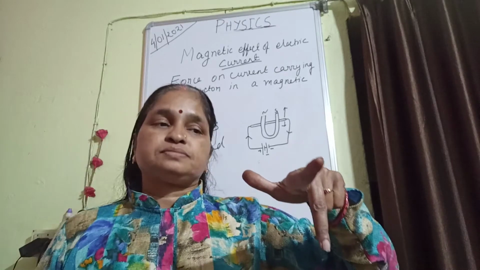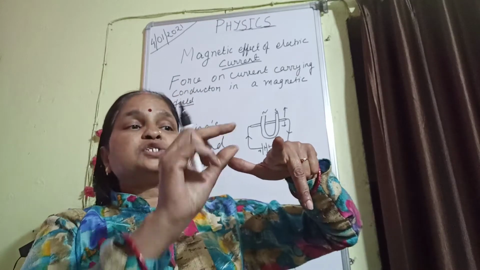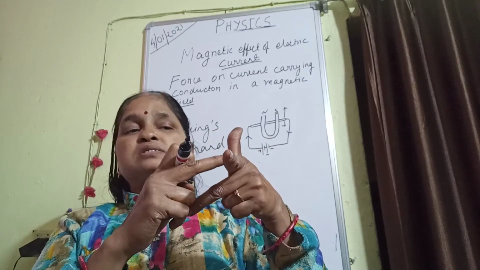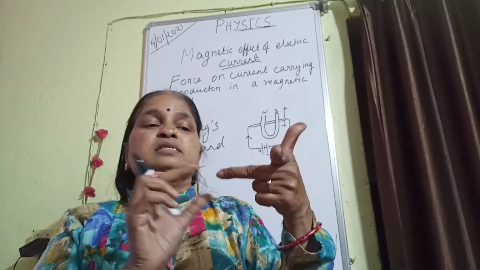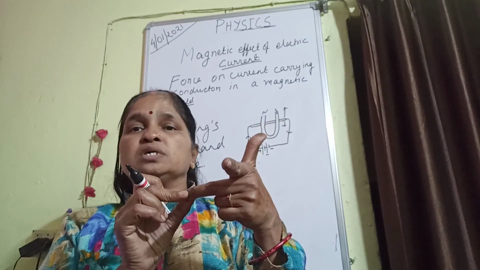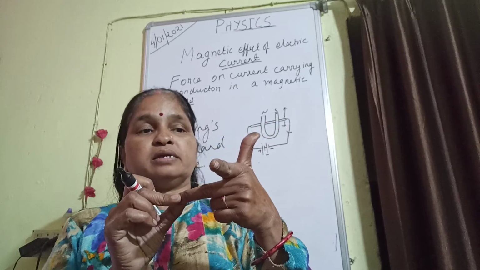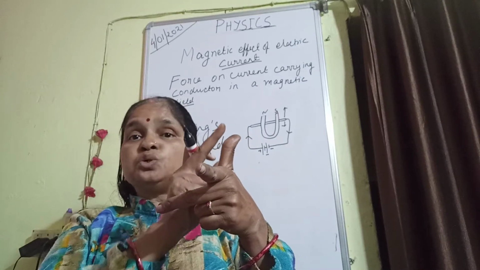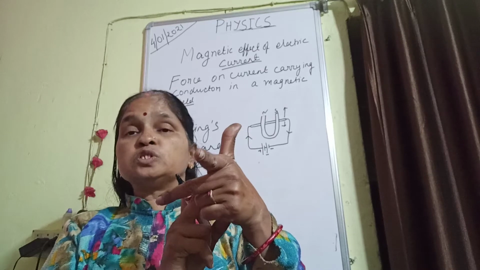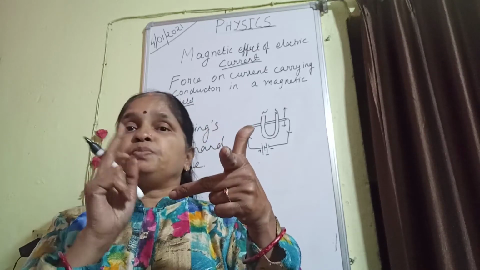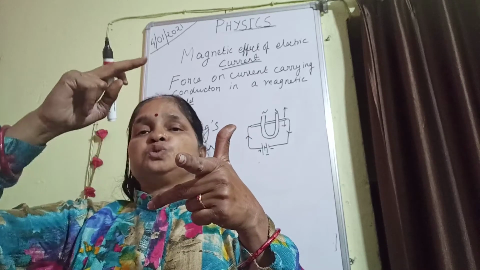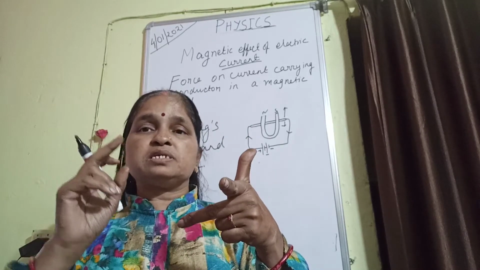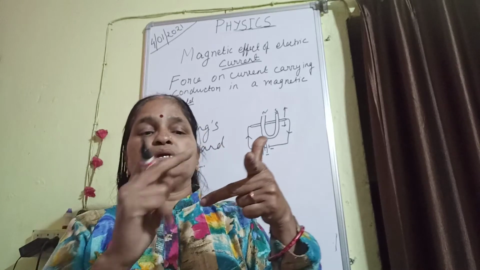If the direction of the forefinger shows the direction of the magnetic field and the direction of the middle finger shows the direction of current, then the direction of the thumb shows the direction of the force produced, which brings the conductor in motion. So how will you remember this? Very simple. FBI.